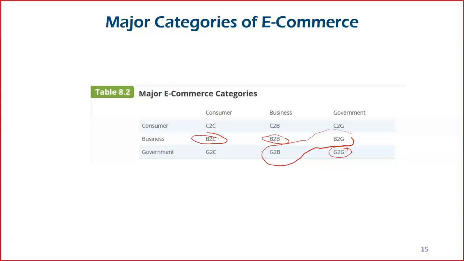When it is in B2B, the transaction amount is huge, even though the frequency is low. But when it comes to individuals, the transaction for each time will not be so great. But the frequency is quite many, and this is how they compensate the cost of communication. That's why they have B2C.